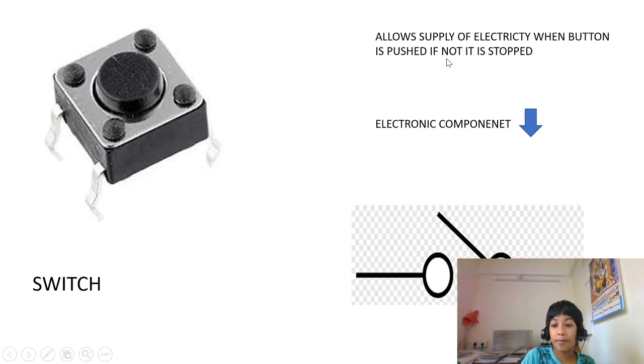The next one is a switch. This allows the supply of electricity when the button is pushed. If not, it is stopped. The electronic symbol is this one.